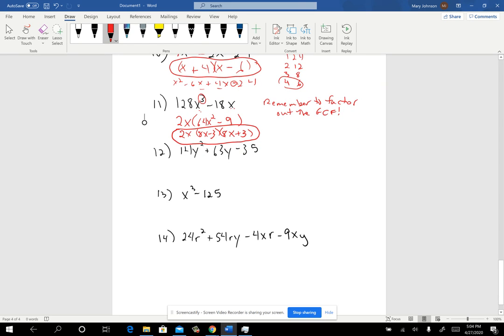All right, with number 12, there's a common factor. 14 is 2 times 7. 2 won't go into everything, but 7 will. But there's not a y common, so you're only going to pull out the 7. Okay, 7 would be common. Pull that out, and then what's left is 2y squared plus 9y minus 5.